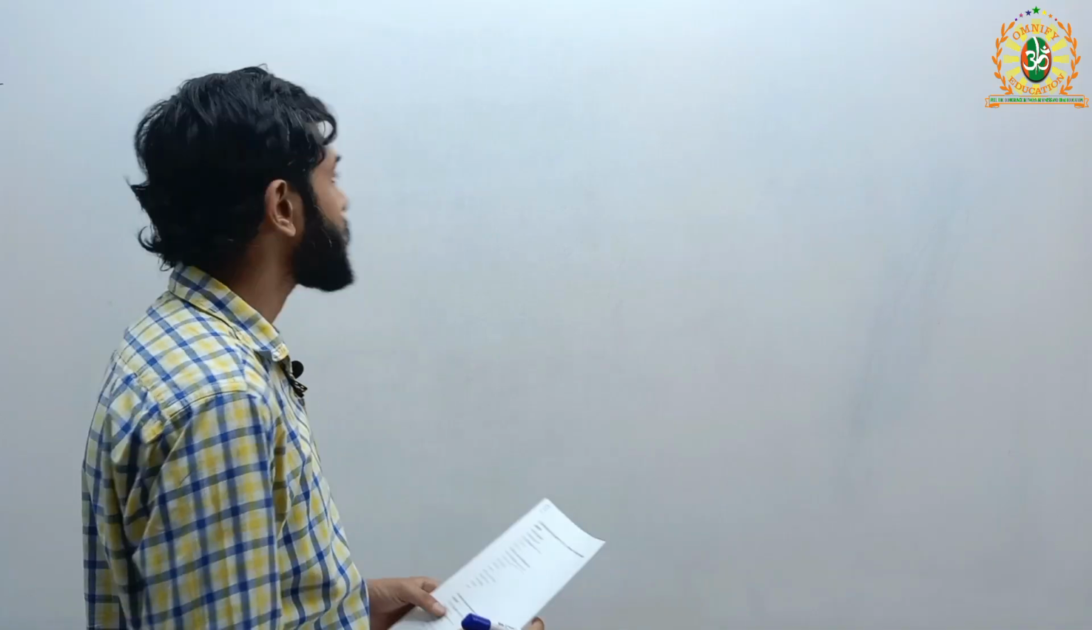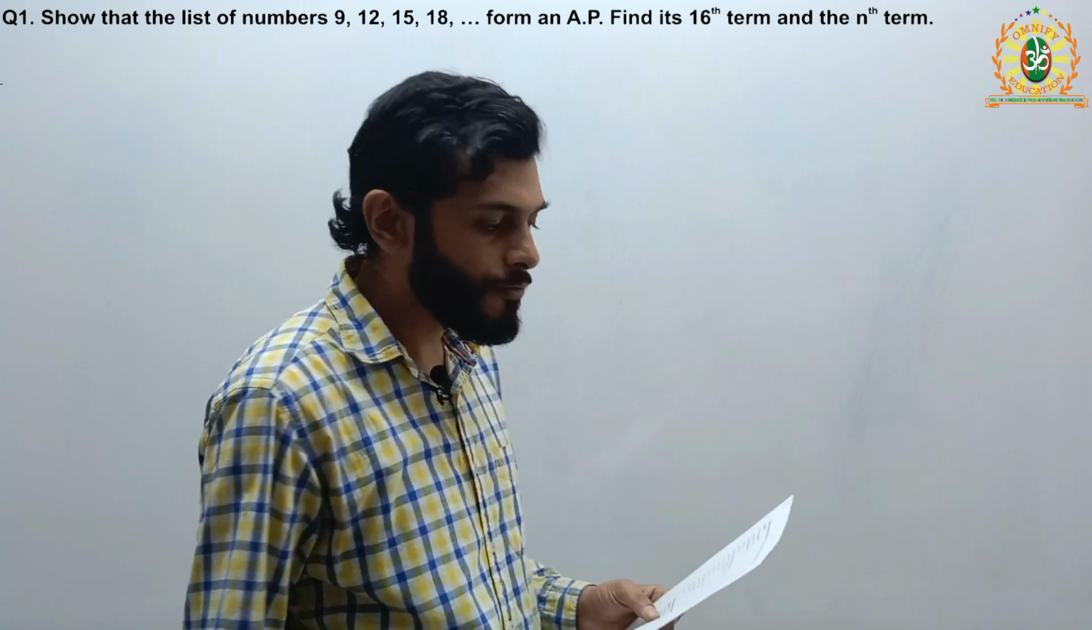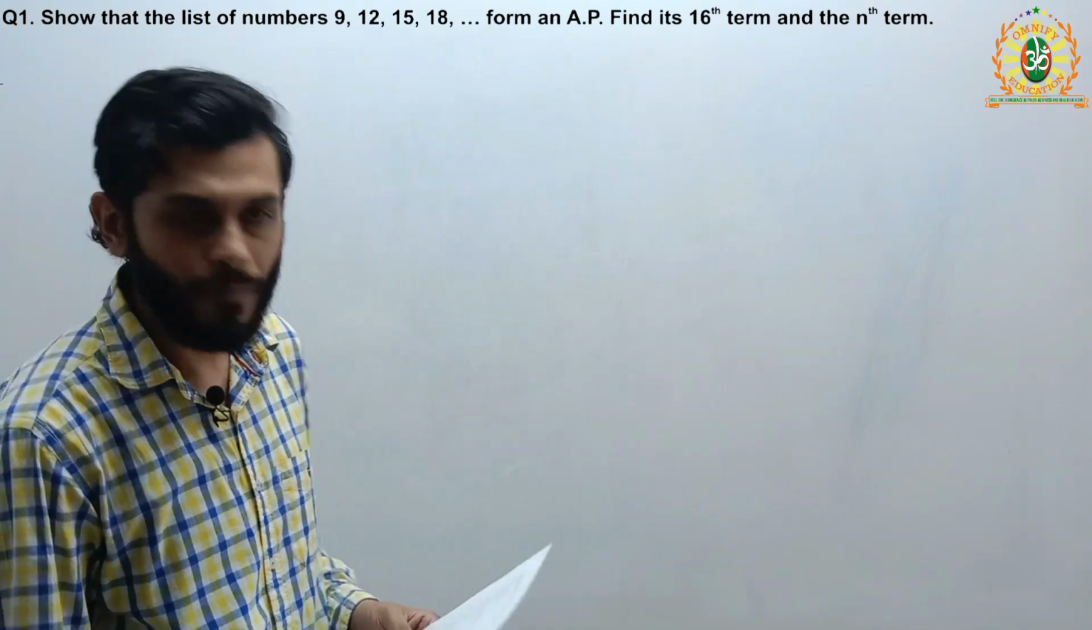So now coming on to the last topic of this unit, algebra, which is arithmetic progression. Now we will solve some questions based on arithmetic progression, and side by side we will discuss the important terms and the important formulas related to arithmetic progression. So the first question is: show that the list of numbers 9, 12, 15, 18 forms an AP. Find its 16th term and the nth term.